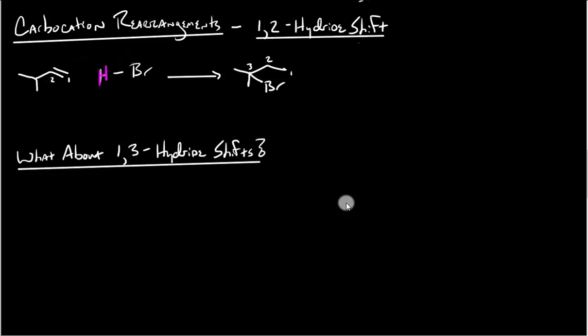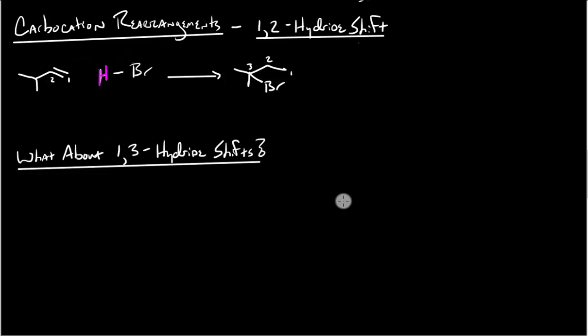Okay, so in the previous video, we talked about carbocation rearrangements and one particular type of carbocation rearrangement. In that type of rearrangement, we refer to it as a 1,2 hydride shift, basically saying the hydrogen on a molecule can potentially move by one position if it actually increases the stability of the intermediate carbocation.